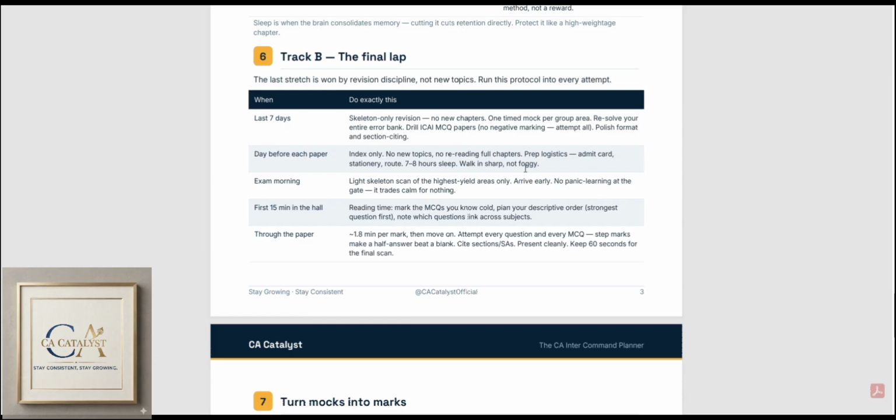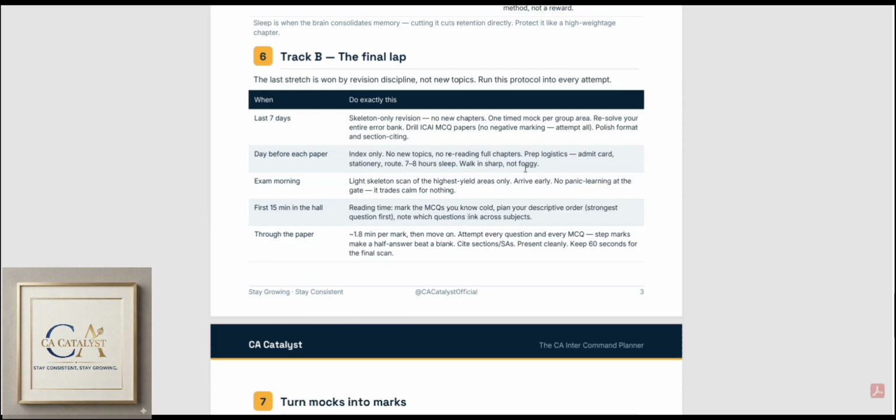So the first 15 minutes in the hall is the reading time. Mark the MCQs, everything you just mark that. And plan the order that you are going to follow. The descriptive is 70% marks, 30% for MCQ. Whatever you are going to attempt first, you just mark it, that's it. You are not giving the answer, because you got only the question paper now. For the descriptive questions, you mark the strongest order. Question number 1, which one you are going to attempt.